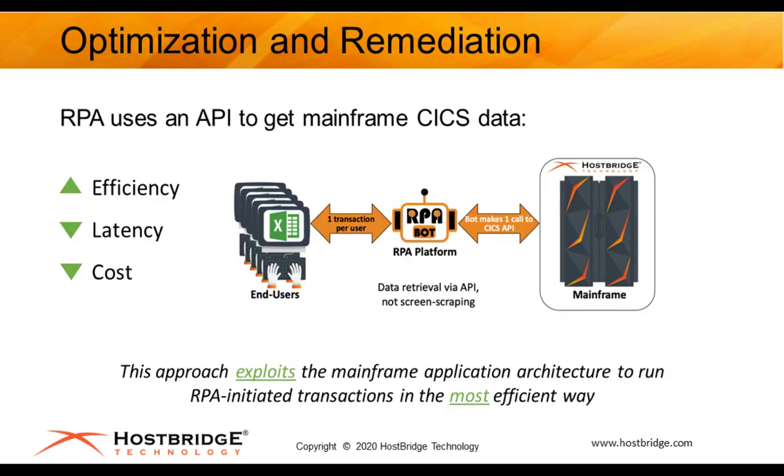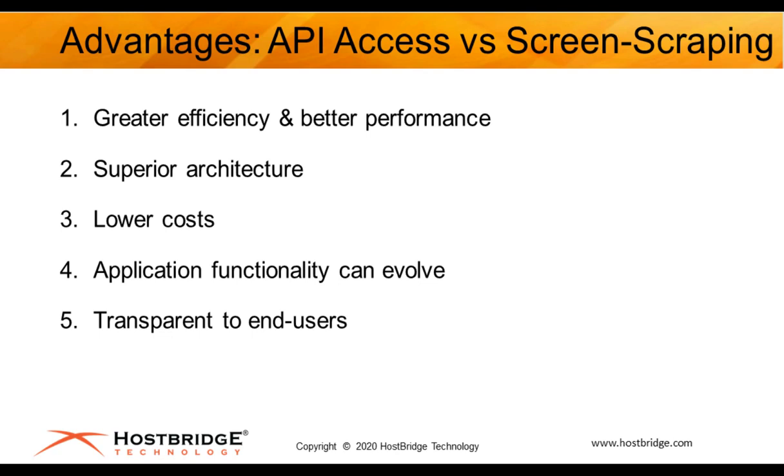So our take on this from an optimization standpoint: as we eliminate screen scraping, as we eliminate all these interactions between RPA bots and the mainframe, what happens? Efficiency goes up, latency goes down, the cost goes down, and we think, most importantly, we can circumvent this application rigor mortis, because at this point, since we're communicating between either the workstation or the RPA platform and the mainframe across an API call, there is no entanglement between the mainframe transaction screens and those types of artifacts and the distributed components like an RPA bot.